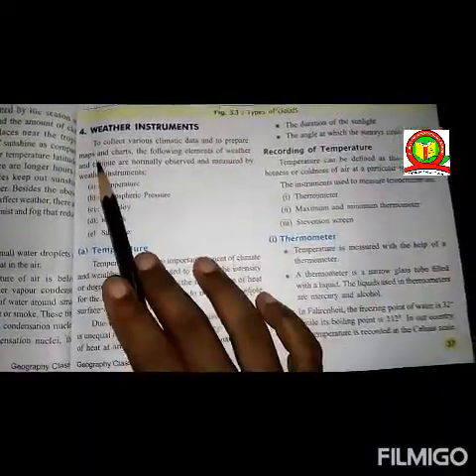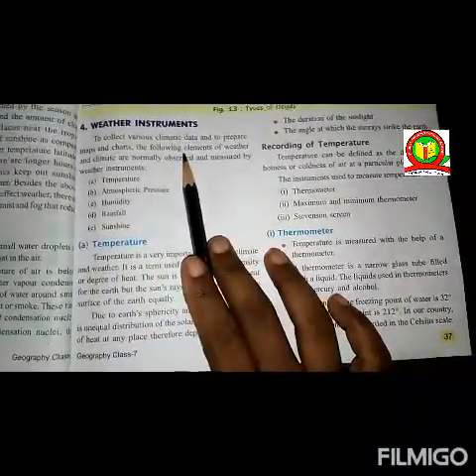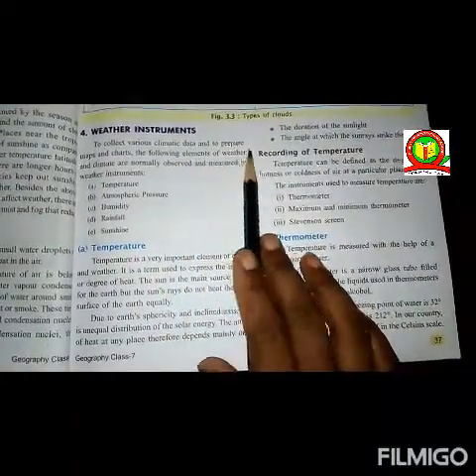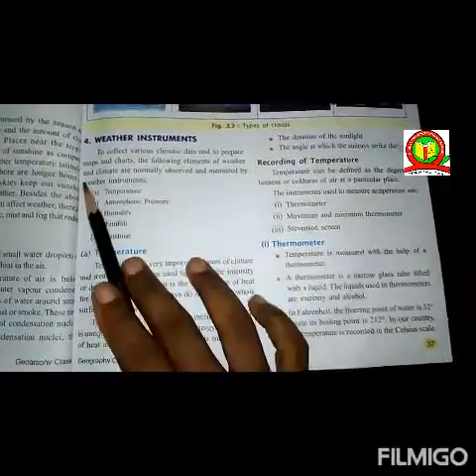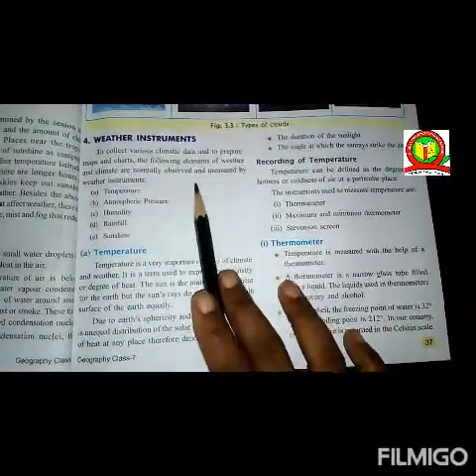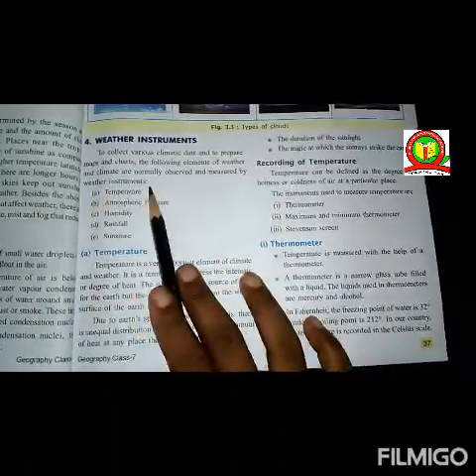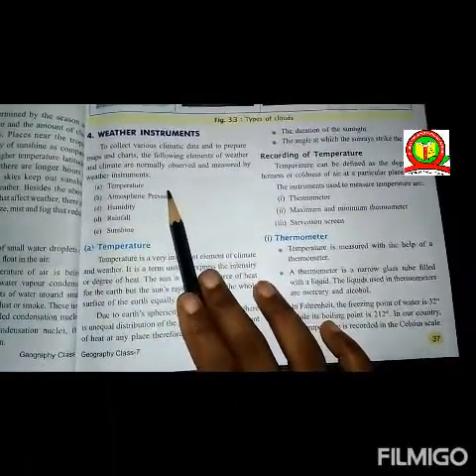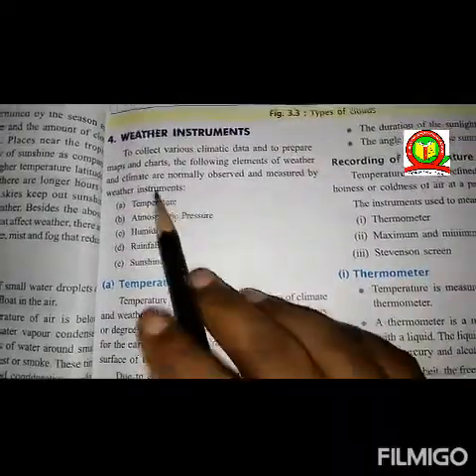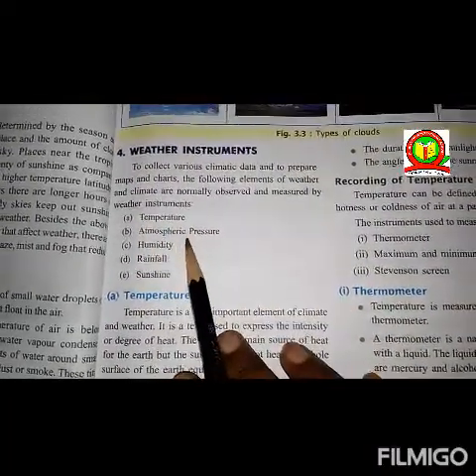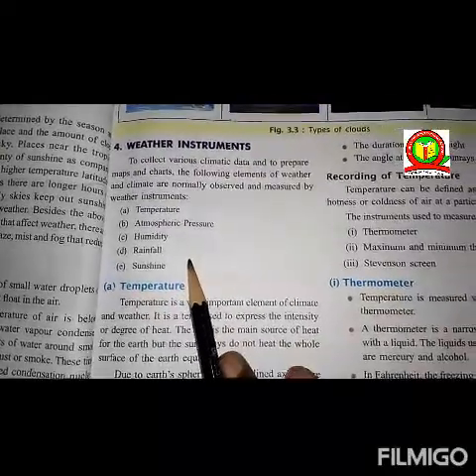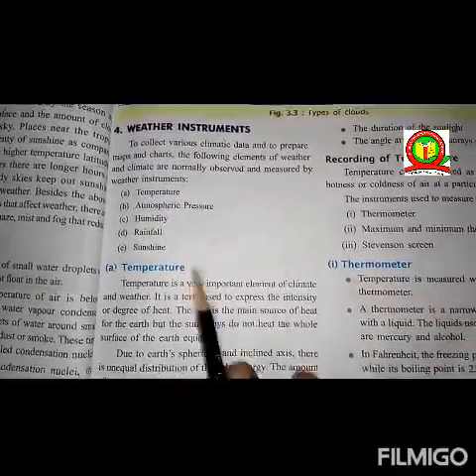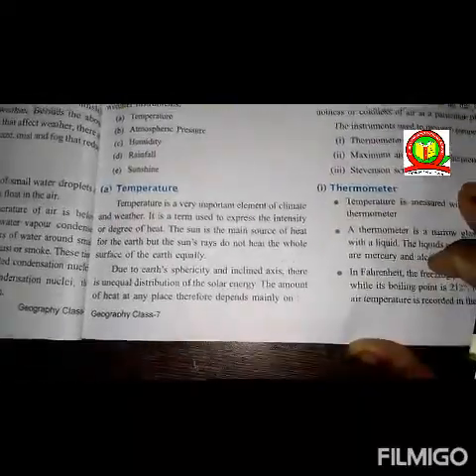So let's start. To collect various climatic data and to prepare maps and charts, the following elements of weather and climate are normally observed and measured with weather instruments. The first one is temperature, the second one is atmospheric pressure, the third one is humidity, the fourth one is rainfall, and the fifth one is sunshine. Let us study them in detail.